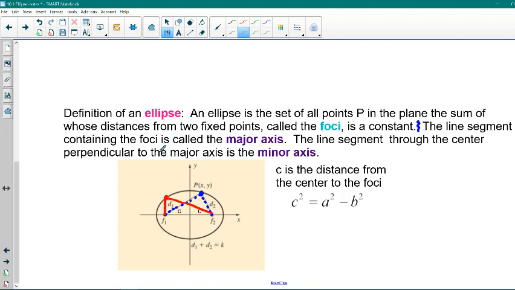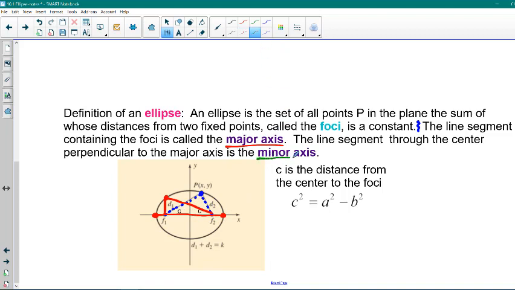The line segment that contains the foci is called the major axis. So in this case, here is going to be your major axis. It has endpoints on the ellipse and it passes through the center and the foci. It's also the longer of the 2 axes, which makes sense as it's called the major axis.